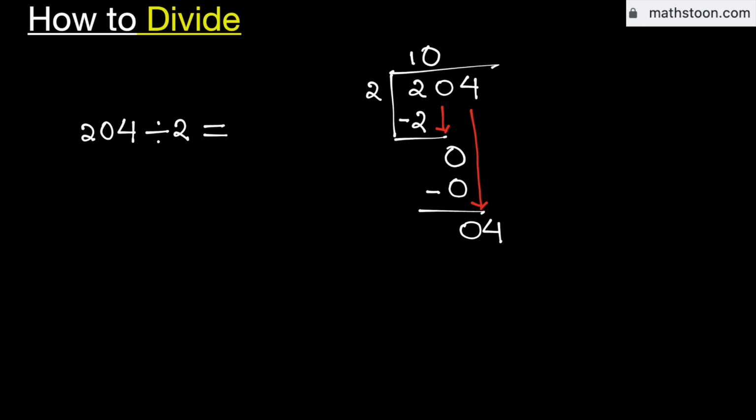But look, this is the number 4. So we will remove this 0. And we know that 2 times 2 is equal to 4. Subtract, we get 0. As we get the number 0 and we have no number to bring down here, we will stop. Therefore, 204 divided by 2 is equal to 102. And this is our final answer.